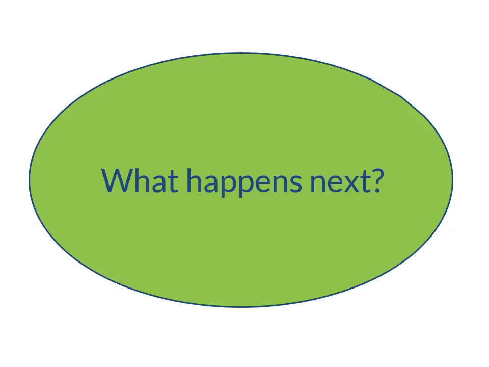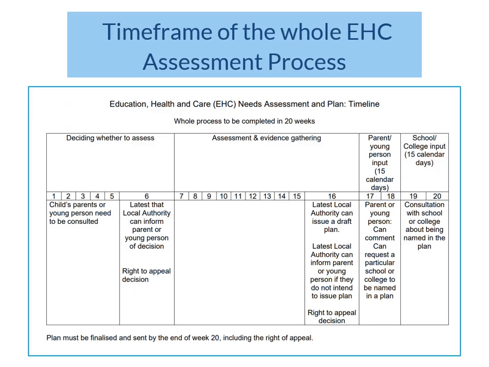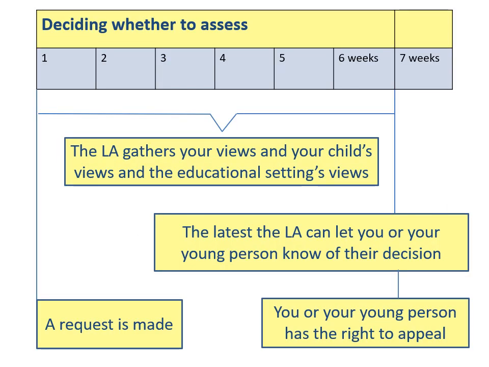Once a request for an EHC needs assessment has been made, what happens next? What can you expect? This chart shows the 20-week time frame for the whole EHC needs assessment process as set out by the Children and Families Act of 2014. When you make a request for an EHC needs assessment, you trigger the first stage in this process. This slide shows this first stage.